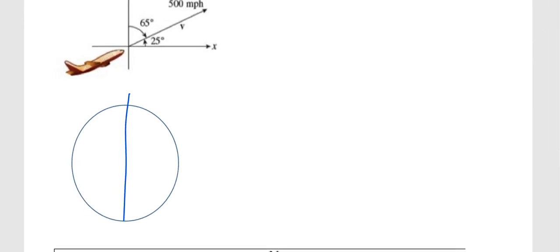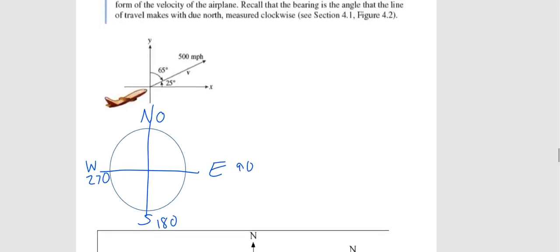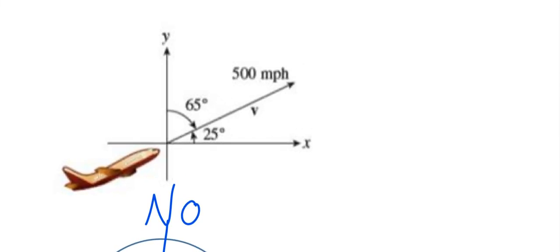So, let me redraw that again since I got rid of it. North, east, south, and west. Okay, 0, 90, 180, 270. A DC-10 jet aircraft is flying on a bearing of 65 degrees at 500 miles an hour. You notice how they drew their vector. Okay? So when they measured their 65, it's coming from due north.